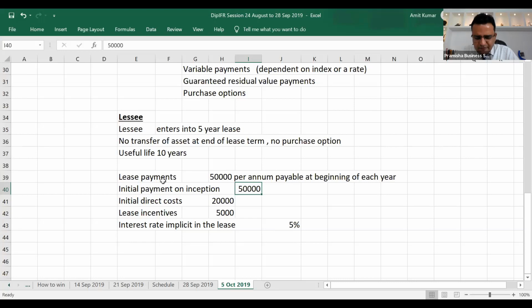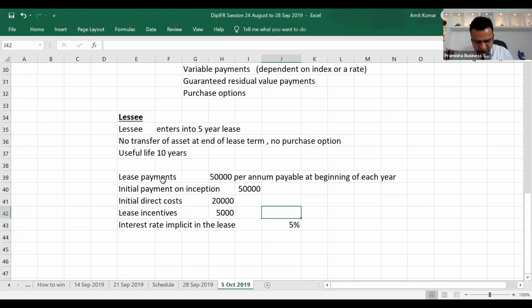So when this lease is being decided, there is a payment at the beginning of each year. So the first payment of 50,000 is made at the beginning, and 50,000 at the beginning of each year will be paid for each consecutive 5 years. Initial direct costs are 20,000. There is a lease incentive of 5,000.